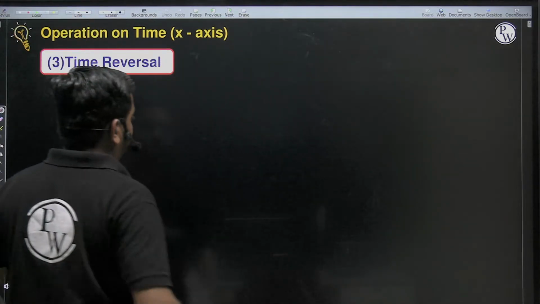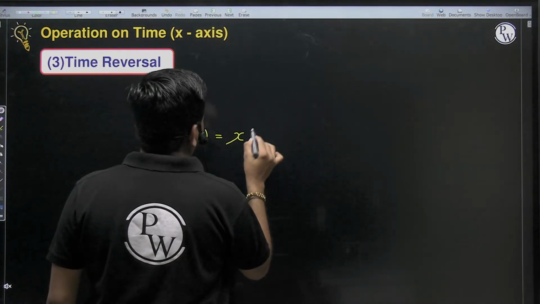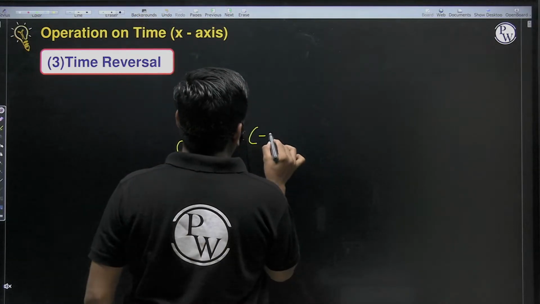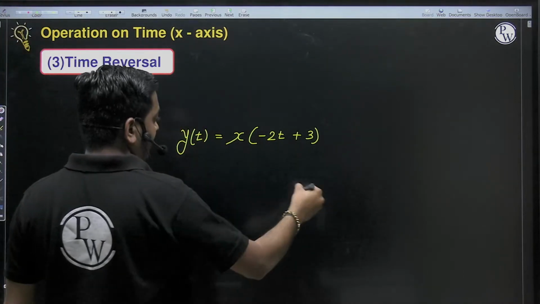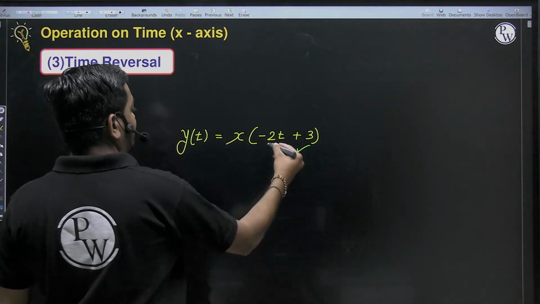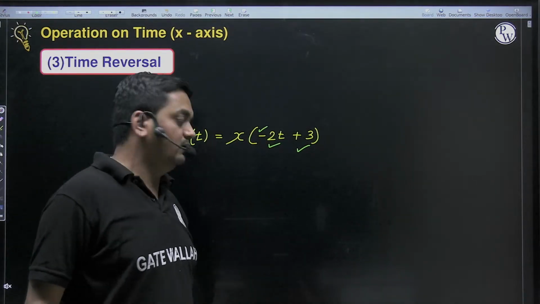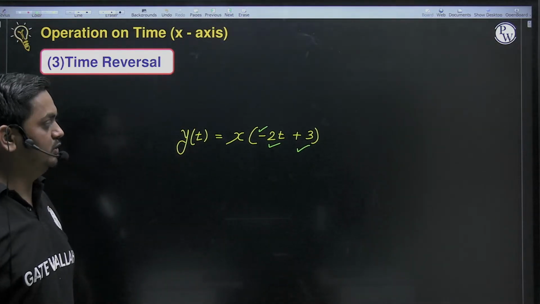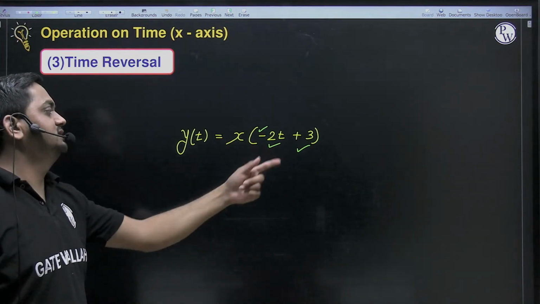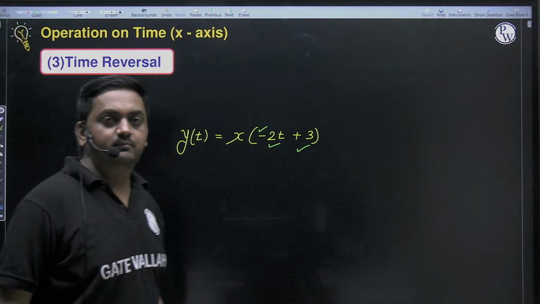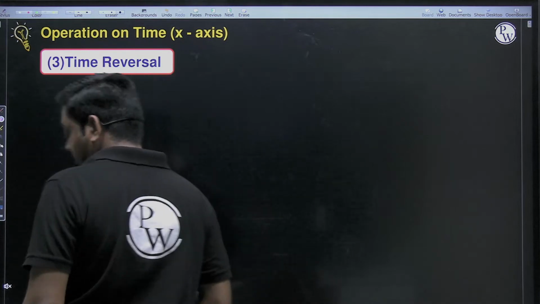multiple operations simultaneously. Multiple operations simultaneously means, suppose y of t is equal to x of minus 2t plus 3, guys. As you can see here, time shifting is present, time scaling is also present, and t becomes minus t, that is, time reversal is also present, guys. Then what first operation do we have to perform? Priority of the operations: first shifting, then scaling, then time reversal, or first scaling, then shifting, then time reversal. That priority I will also tell you, but we will see it in the next class. Everything we will see in the next class.